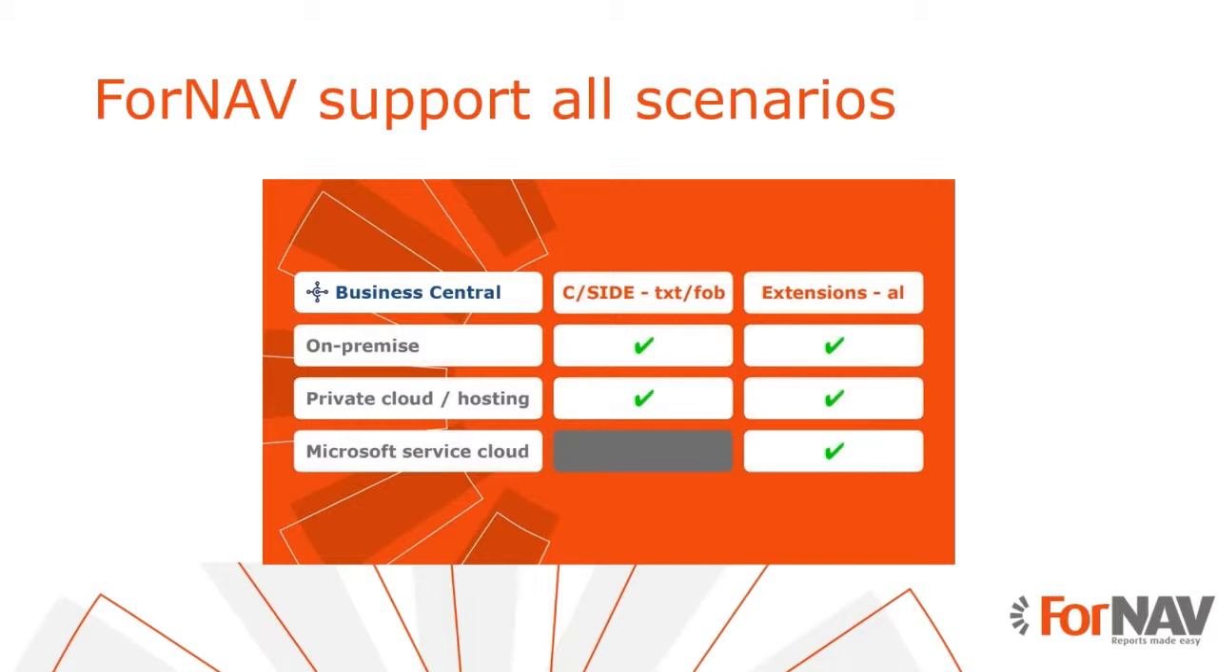You can download the TXT file from the designer. You can choose your flavor for C/SIDE if you want to download them in our ISV range or in something else. Everything is your choice. But you can also download them as an extension from AppSource or as a per tenant extension if you want to use ForNAV with extensions on premises. This does make it all a little bit more complicated.